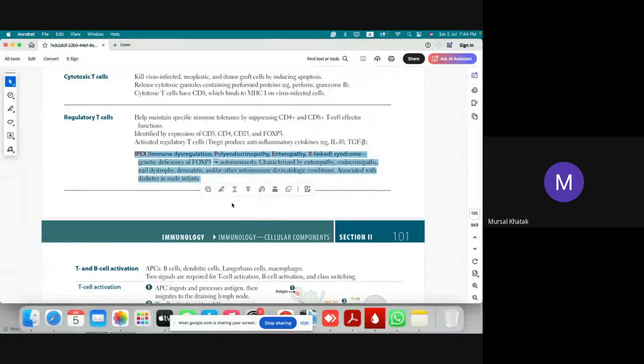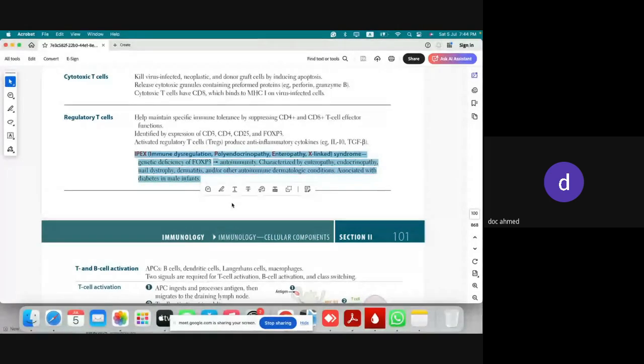Once they present it to CD4 positive T cells, we have two pathways, right? TH1, TH2. If we need macrophages to get recruited towards the site of infection, we need a TH1 response. For example, any kind of granuloma, all of the granulomas have your macrophages. Sarcoidosis has non-caseating granulomas. TB has granulomas. So if we need granulomatous inflammation, TH1 is going to be activated.